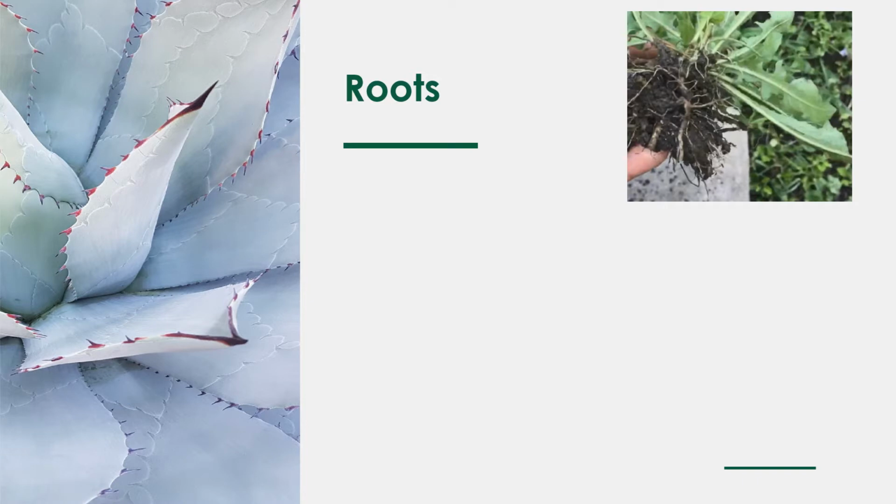The roots are located all the way to the bottom of the plant. So it will be the part that is with the soil. The purpose of the roots is to support the plant and to take in water and nutrients. This means that the roots hold the plant in the ground, and it also helps the plant get its water and nutrients.